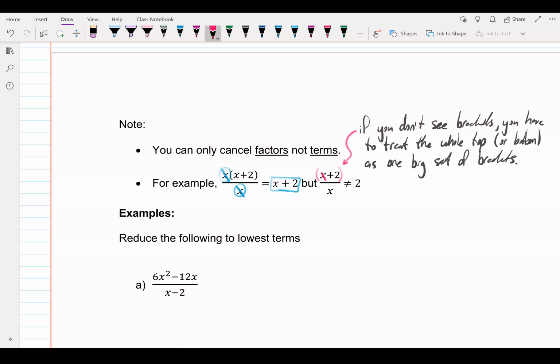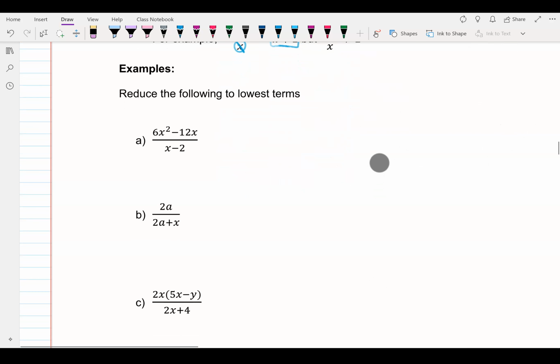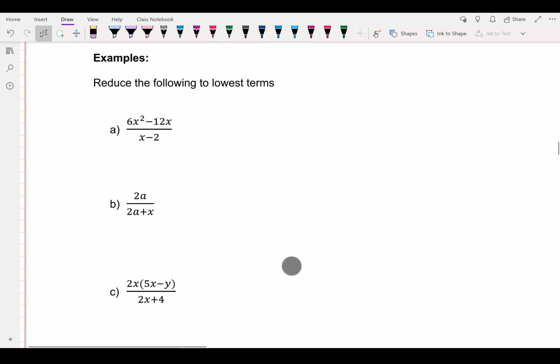A lot of students say that the x's cancel and it gives 2, and that's just not right. It's not correct. We can't do that. We can only cancel it if there's a really clear boundary of things to cancel, and usually you look for the brackets for that. Let's do some examples to let this settle in our brains.